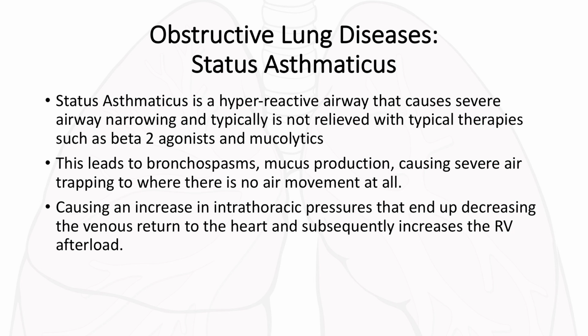Status asthmaticus is a hyperreactive airway disease that causes severe airway narrowing and typically is not relieved with therapies such as beta-2 agonists and mucolytics. This leads to bronchospasms, increased mucus production, and causes severe air trapping where there's often no air movement at all.